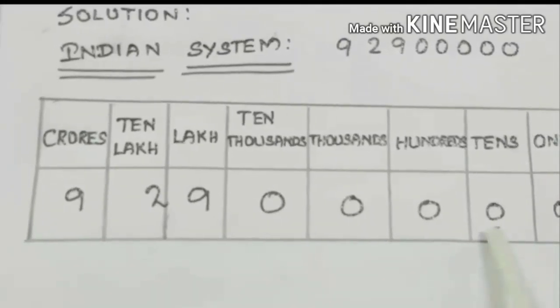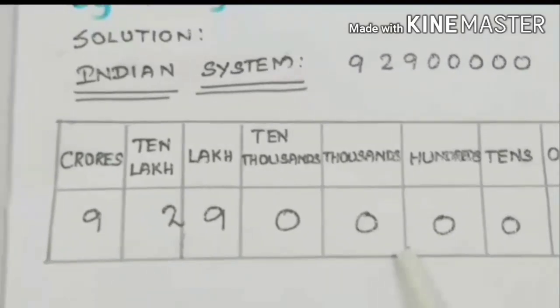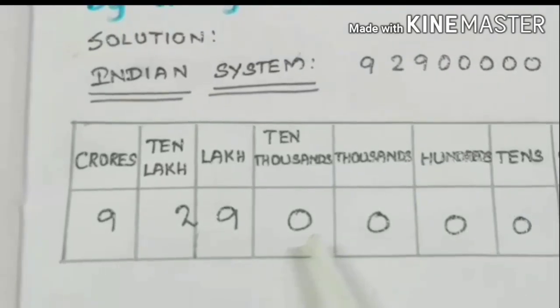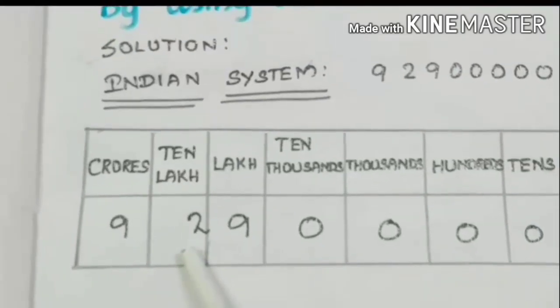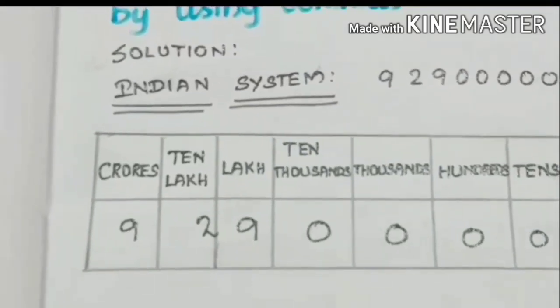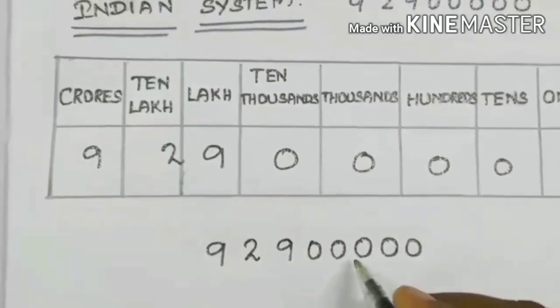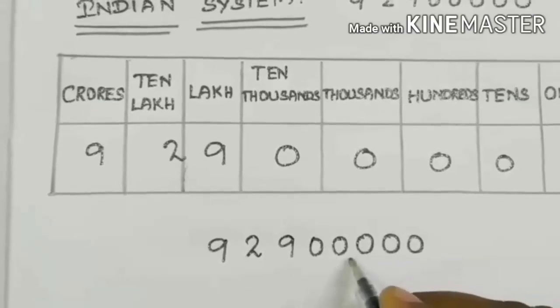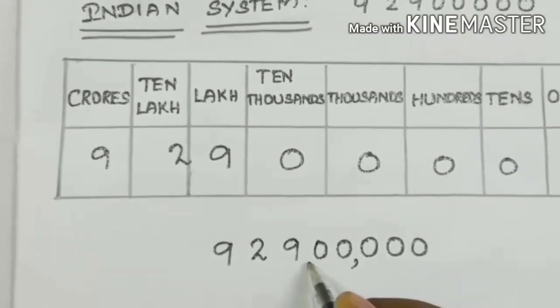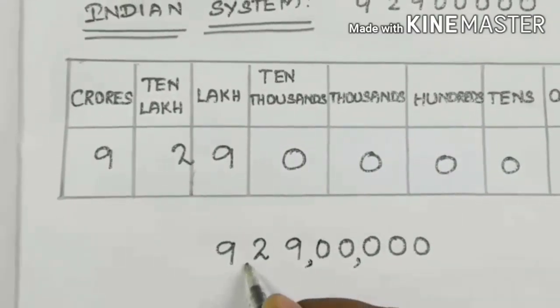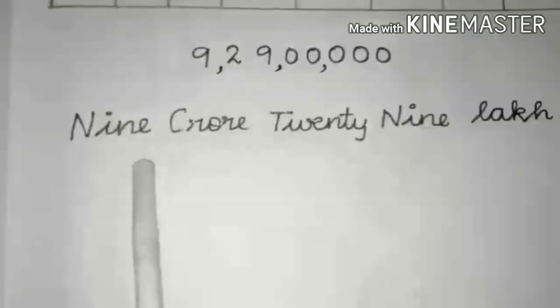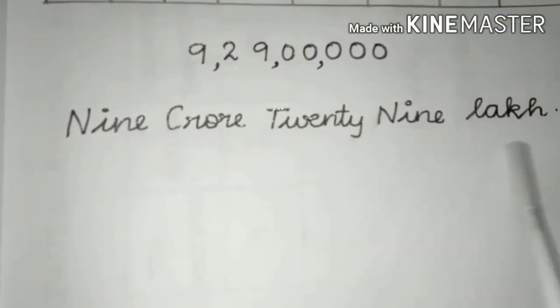Ones, tens, hundred, thousand, 10,000, lakh, 10 lakh, crore. As you already know how to put the commas in the Indian system, the first comma should be placed before the 100 place, the second comma at the 10,000 place, and the third comma at the 10 lakh place. This can be read as 9 crore 29 lakh.